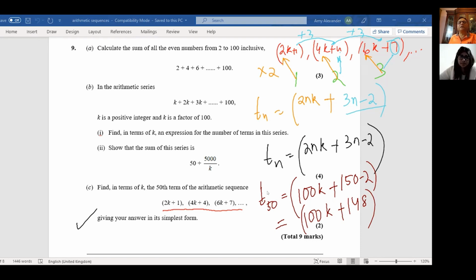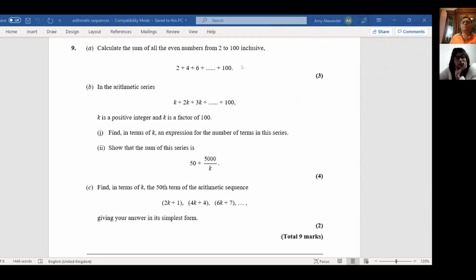Can you summarize our learning on the two questions we have done just now? The key formula to use is the sum of natural numbers, because in both part A and part B you can take out a common factor. In the first one it was 2, and then we can just do 1 to 50. In part B, it was taking out k and then going 1 to 100 over k. Using that formula is super important. For the other part, it was trying to show the sum of the series, so we used the formula and simplified our equations.